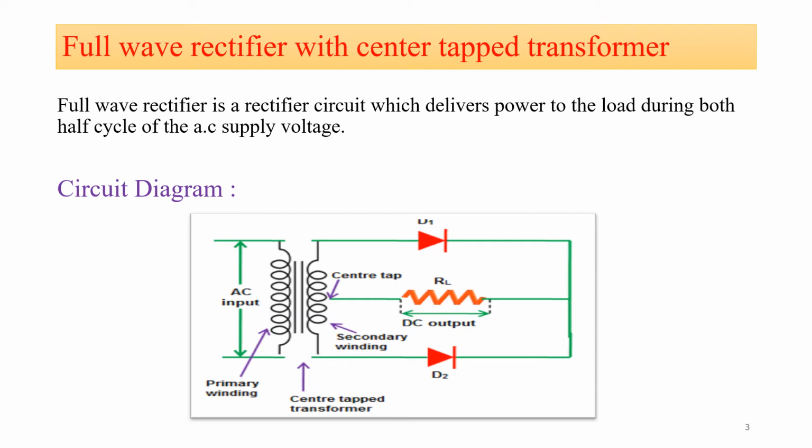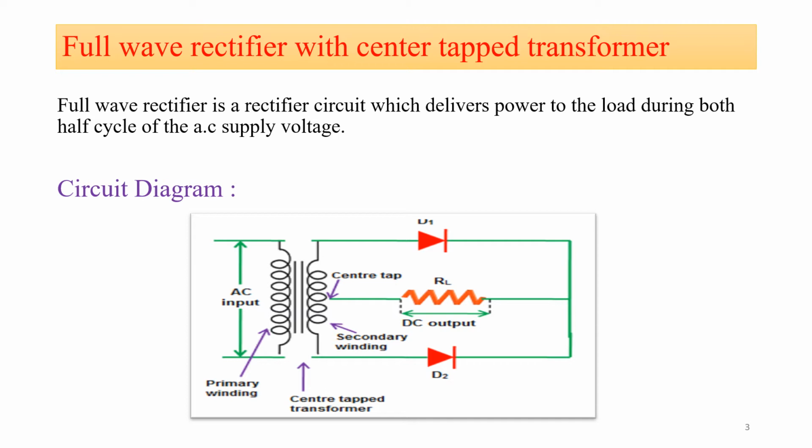It means for the full wave rectifier we will get the output for both cycles, that is for the positive half cycle as well as for the negative half cycle. Now let's see the circuit diagram for full wave rectifier with center tap type of transformer. This picture shows the circuit diagram. One more new component is added to this circuit, that is the center tap type of transformer. Later on we will see the working of our center tap type of transformer.